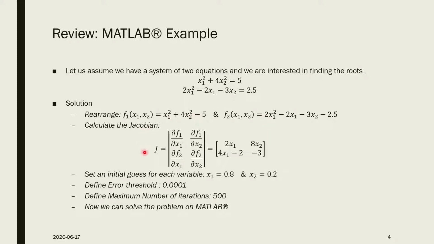And then we can calculate the Jacobian, which is nothing but the partial derivative of each function with respect to each variable, and we can calculate it analytically for this simple example. And then we are required to set an initial guess for each variable. So here I chose x1 to be equal to 0.8 and x2 equal to 0.2, and I set my error threshold to 0.001, and I define my maximum number of iterations to 500. And so we can start now solving the problem in Matlab.